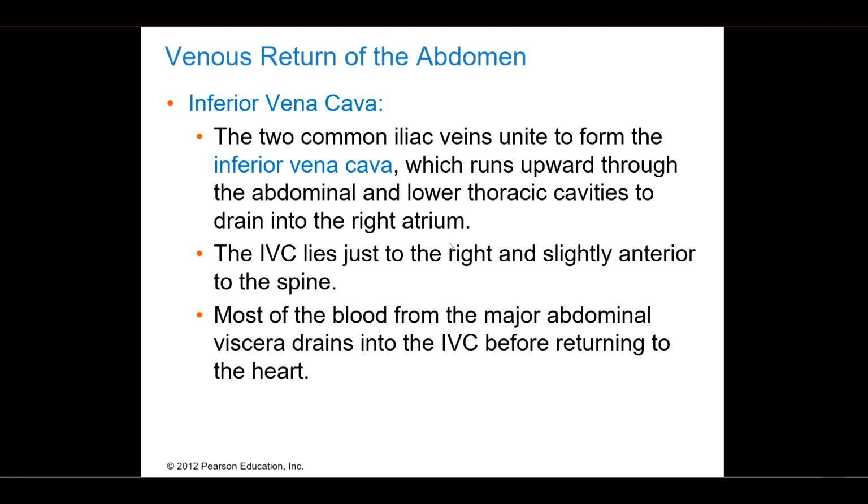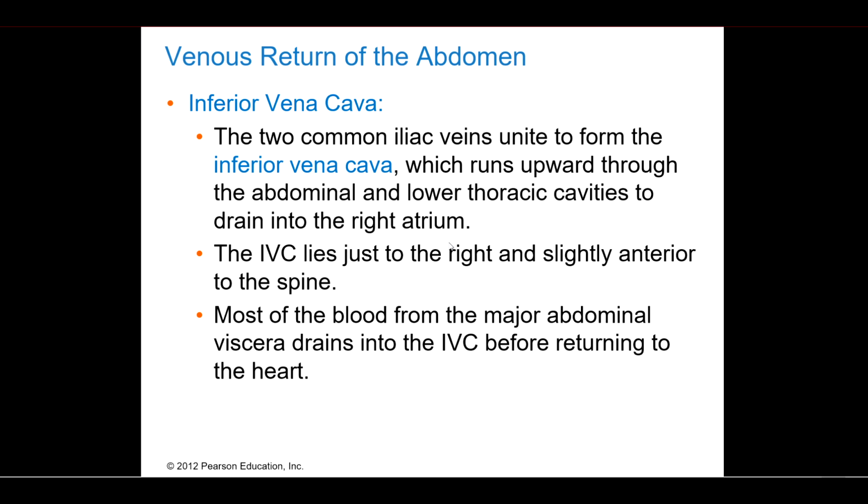This now runs up through the abdominal cavity and the lower thoracic cavity, and it enters the right atrium, kind of like the bottom of the right atrium. We're going to find it just to the right of the vertebral column. That's going to be slightly anterior and to the right of the vertebral column. The aorta will be on the left of the vertebral column. So those two blood vessels run side by side.